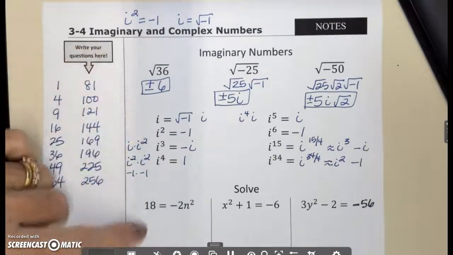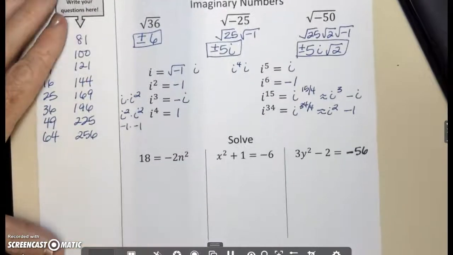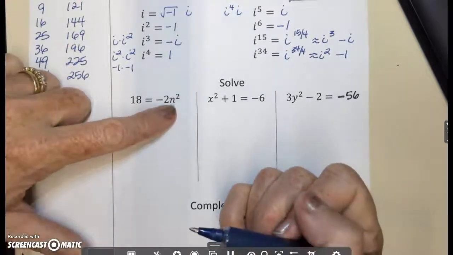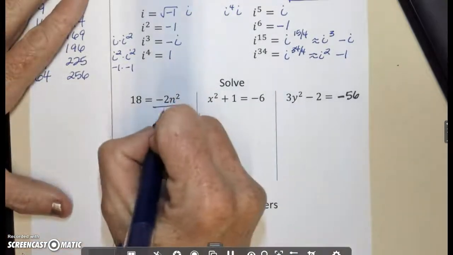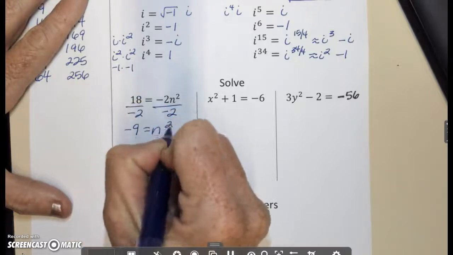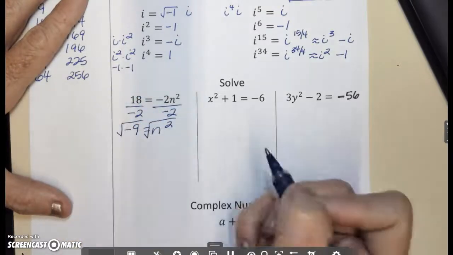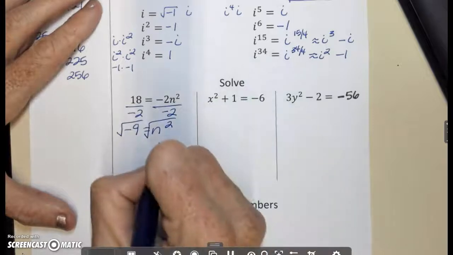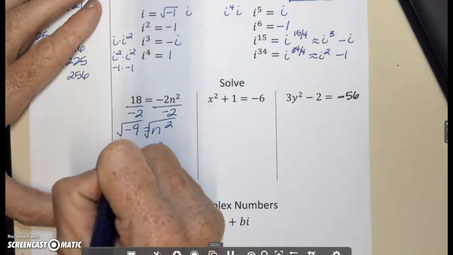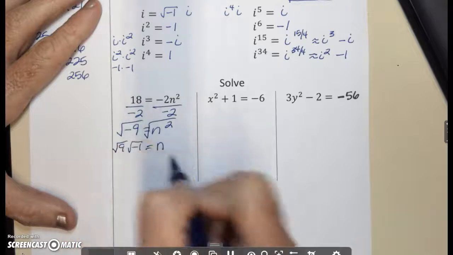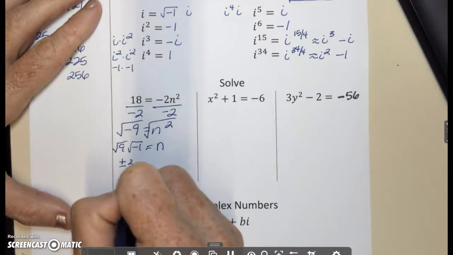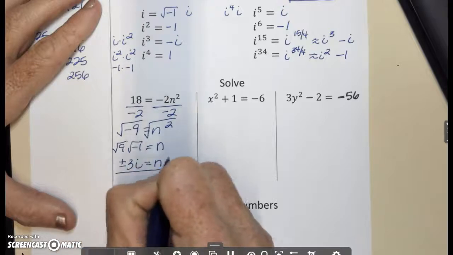Okay? So now let's use what we know so we can solve some of these equations down here. Just like I would solve any equation, I'm going to try and isolate that variable. So I need to divide negative 2 from both sides. So I get negative 9 equals n squared. Take the square root of both sides. Before today you weren't able to do this, but now you are. So n equals square root of 9 times the square root of negative 1. So plus or minus 3 is the square root of 9, and the square root of negative 1 is I, equals n.